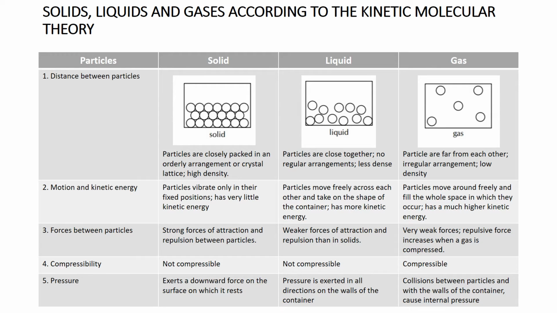Pressure. Solids exert a downward force on the surface on which they rest. In liquids, pressure is exerted in all directions on the walls of the container. In gases, collisions between particles and with the walls of the container cause internal pressure. So we get internal pressure in gases. That is why it is much easier to change volume and pressure in gases, and it is not so easy to change volume and pressure in solids and liquids.